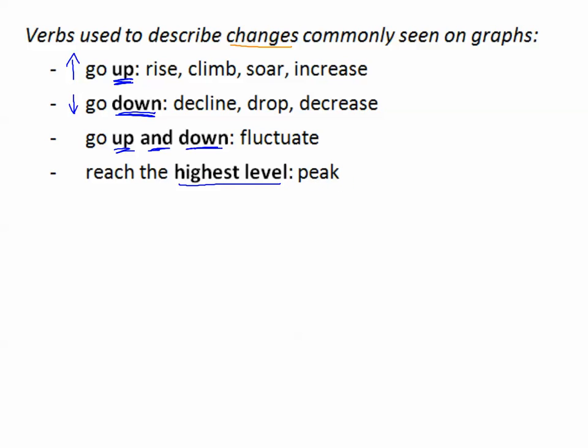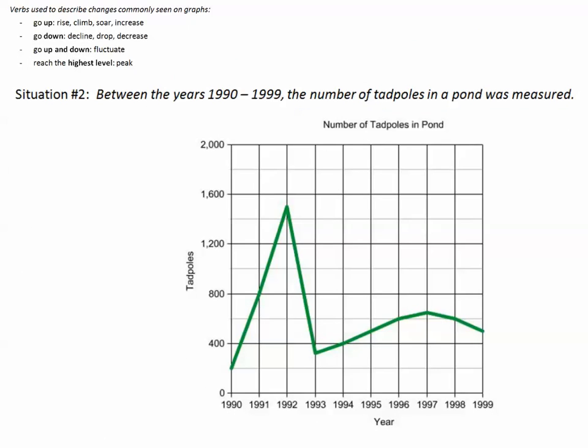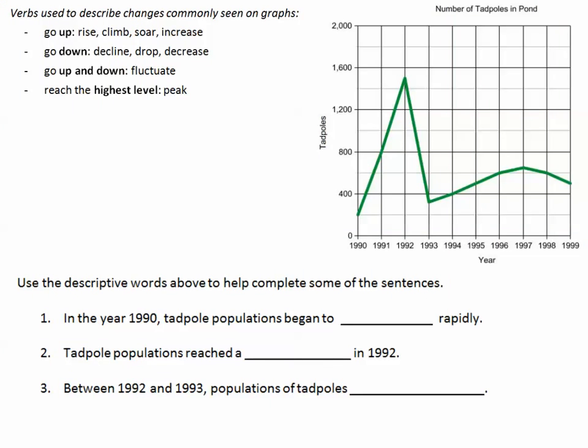Let's take a look at another situation and use our words to describe what's happening in this scenario. Between the years 1990 and 1999, the number of tadpoles in a pond was measured. Here's a graph that represents that. See, the year is on the x-axis. The number of tadpoles is on the y-axis. Use the descriptive words above to help complete some of the sentences.